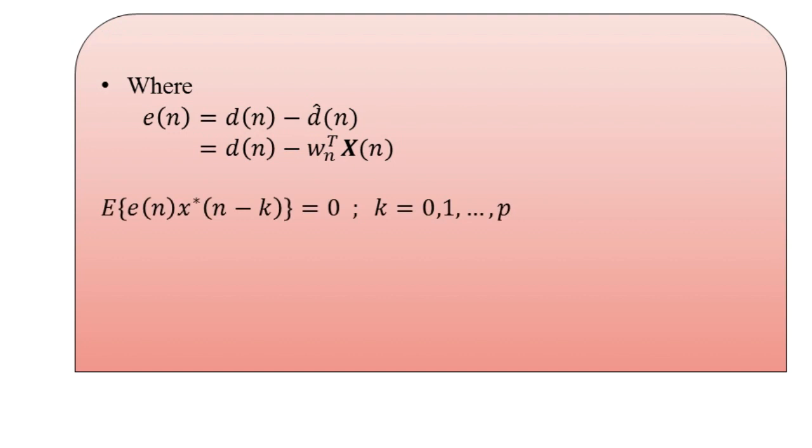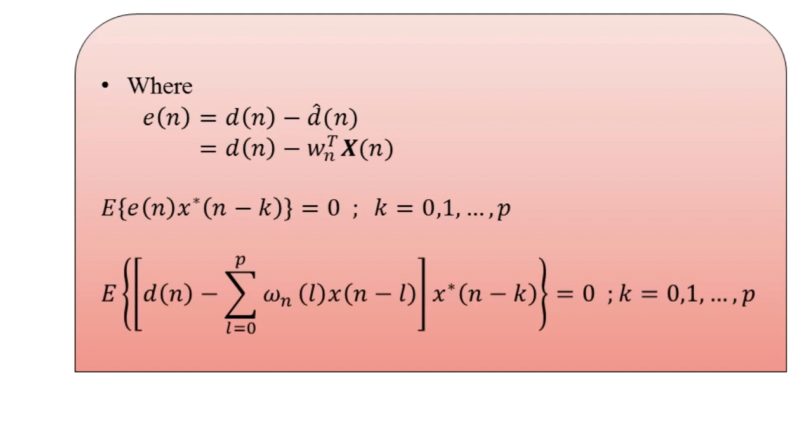The value is equal to 0 as discussed, for k is equal to 0, 1, 2 and so on up to small p. So if we substitute this particular representation in the earlier expression, the earlier expression gets to the form capital E of, inside the curly brackets, a square bracket multiplied by the conjugate of x of n minus k, where the square bracket involves d of n minus the summation of L is equal to 0 to p of w suffix n of L into x of n minus L.